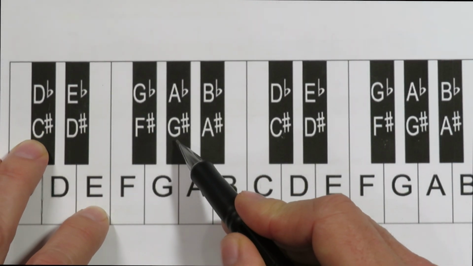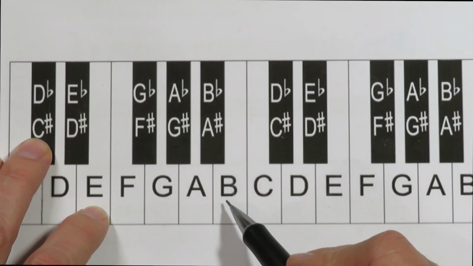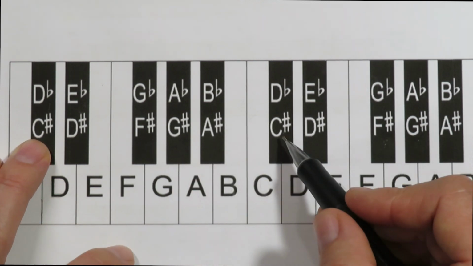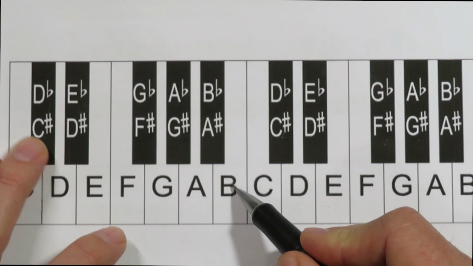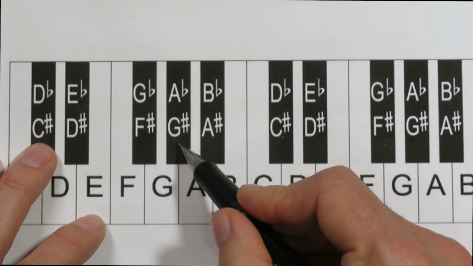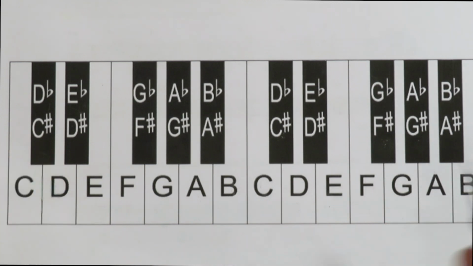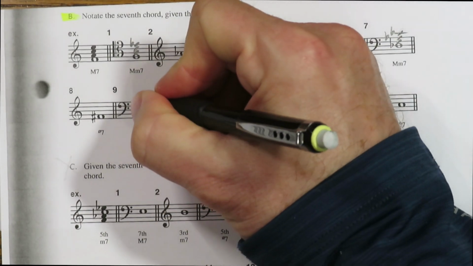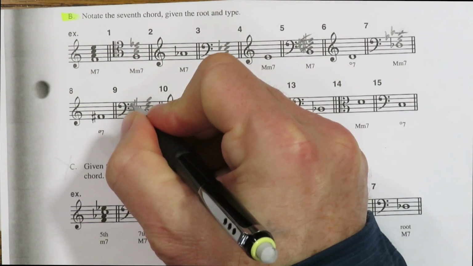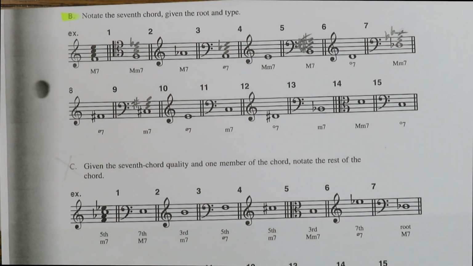And we want a minor seventh from C sharp. So C sharp, we go a whole step down to the B. So C sharp, E, G sharp, B. All we have to do is add one sharp. All right.